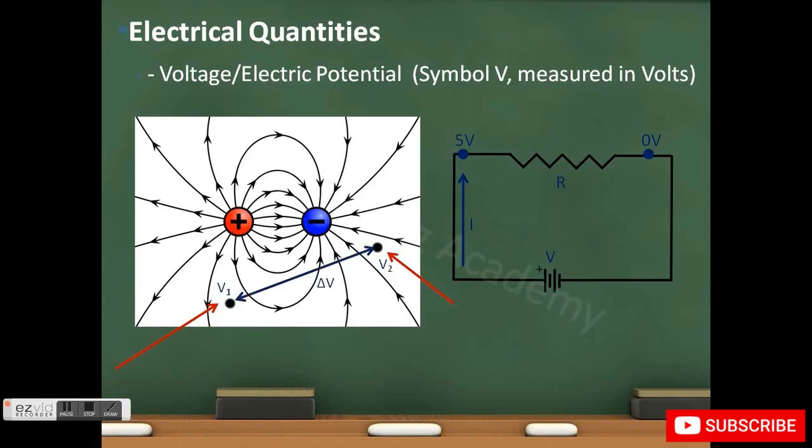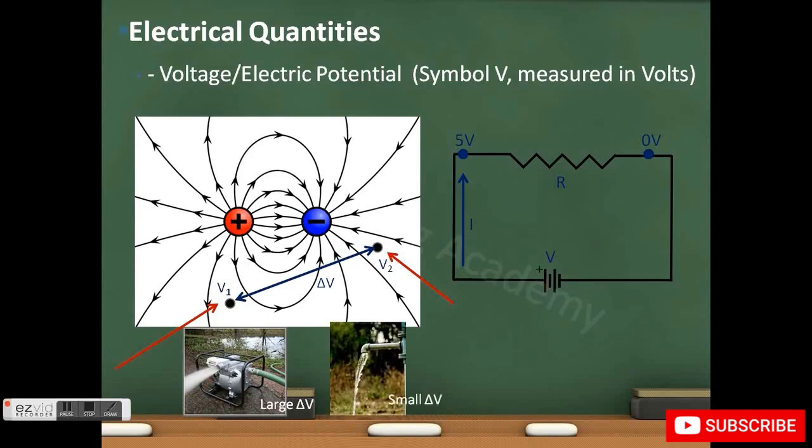The positive charge will move from higher potential to a lower potential, and how fast this charge moves depends on the voltage. The higher the voltage, the larger the force will be to push the charge. So you can think of the voltage as a water pump and electricity as the water. Higher voltage means you exert more force to pump out the water.